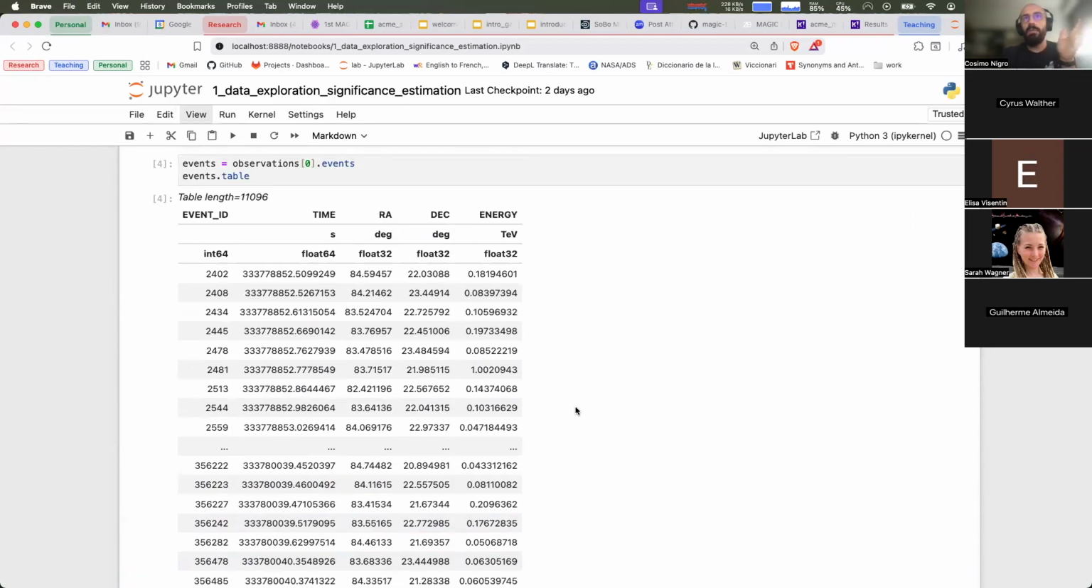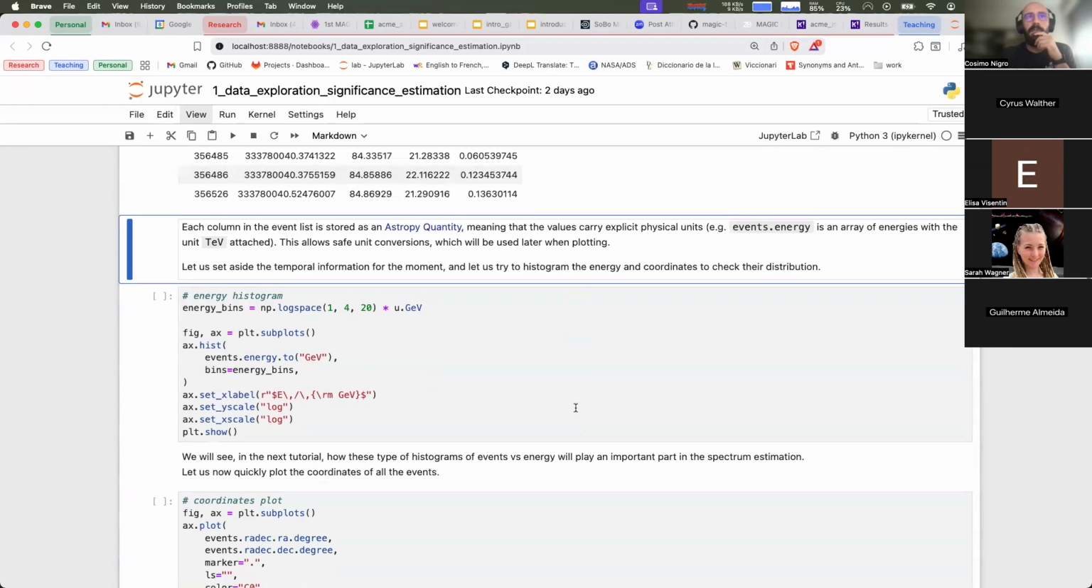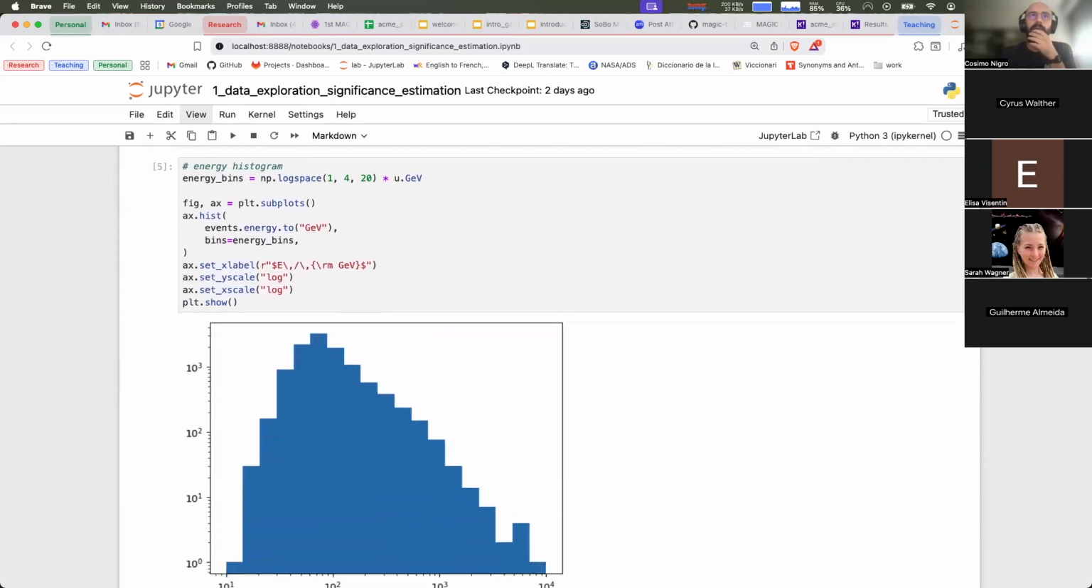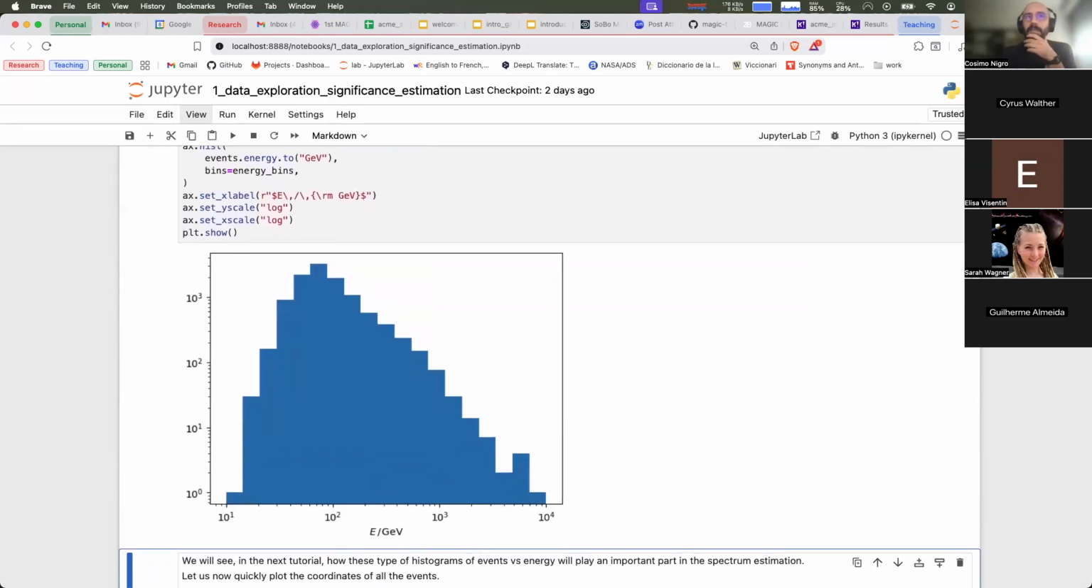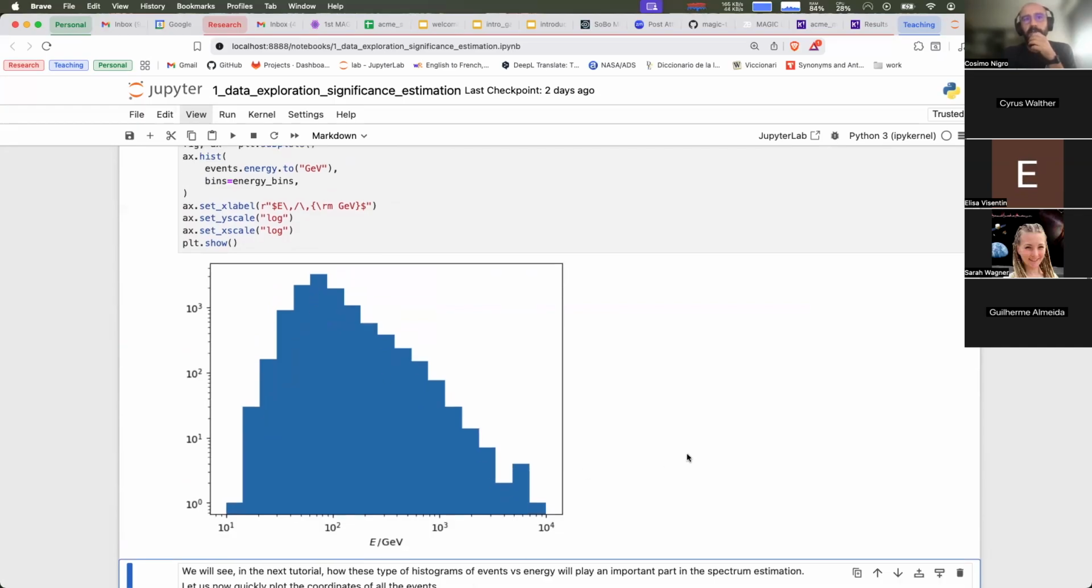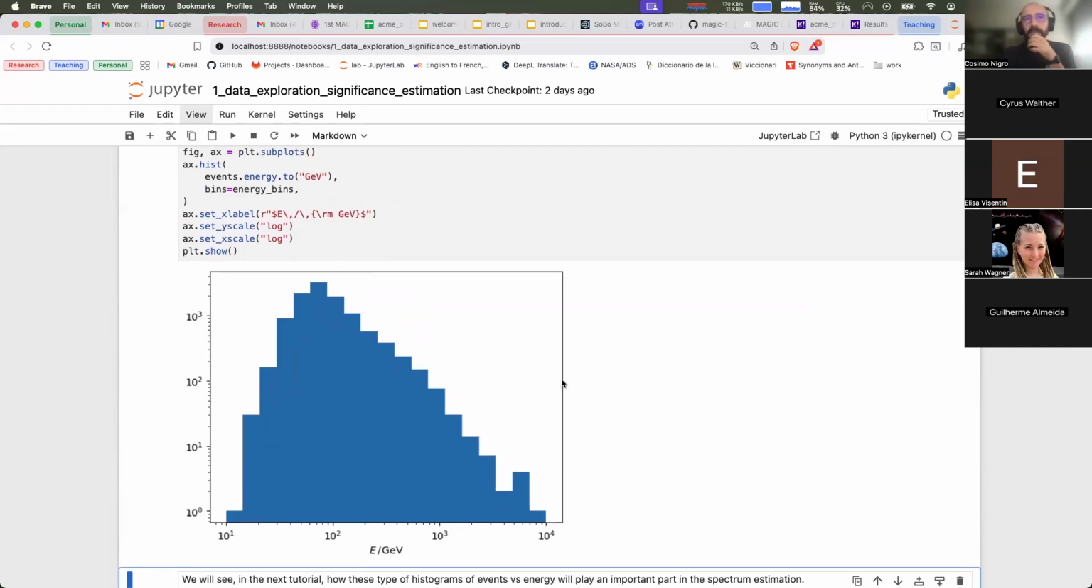So let's start to histogram this data to get a handle on what is in it. The first thing I do is a histogram of the energies. This is a log-log representation. What kind of shape is this, more or less? Let's focus on the part above 100 GeV. What kind of shape is this? If you had to guess, does it remind you of anything from the presentations?